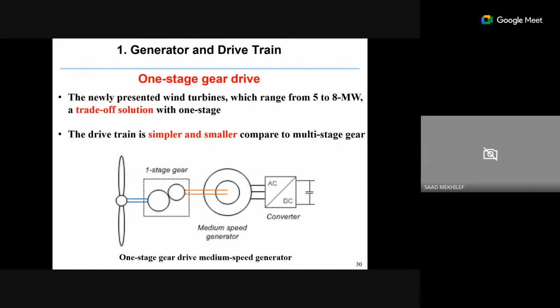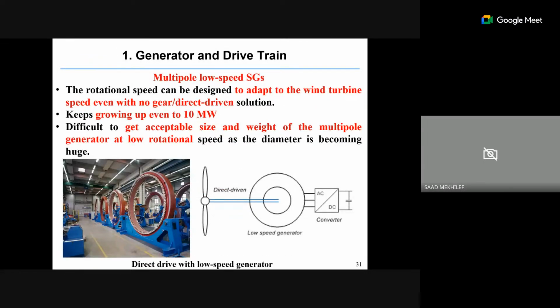So moving forward is using a single or one-stage gearbox, which has some trade-off solutions, for 5 to 8 megawatt wind turbines. Okay, they are simpler compared to a multi-stage. And this is how it looks like. You may have multiple low-speed signal generators. This is how it looks like actually.